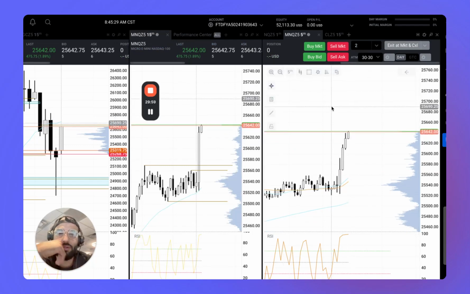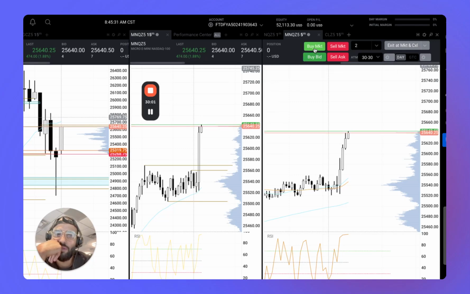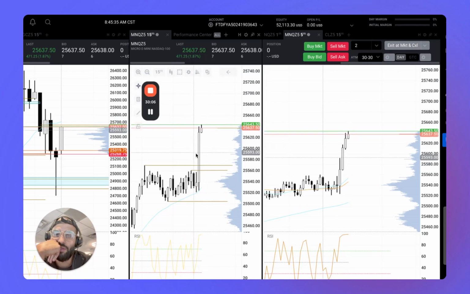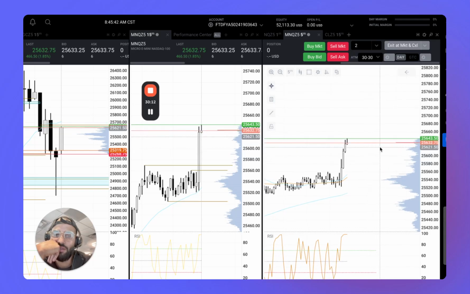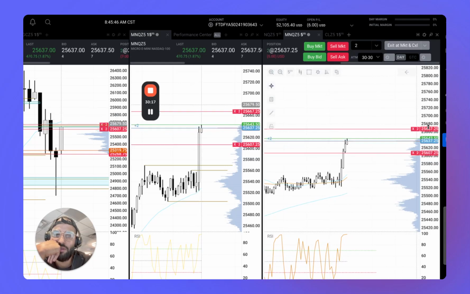Price is continuing to push. I'm gonna wait to see if it retraces into this candle, which it should, and then looking to buy to that 650.